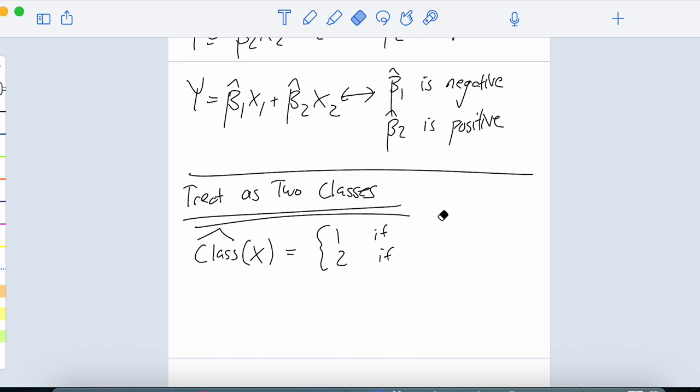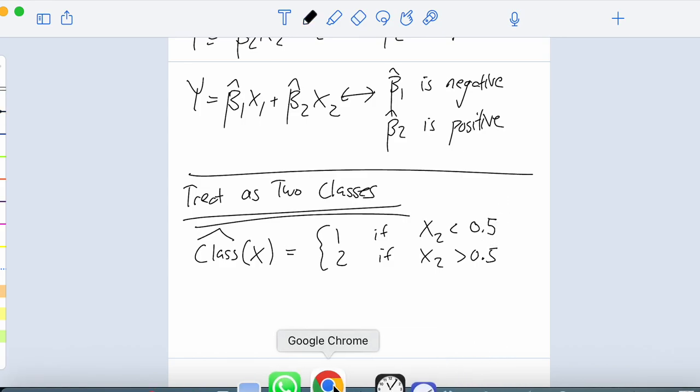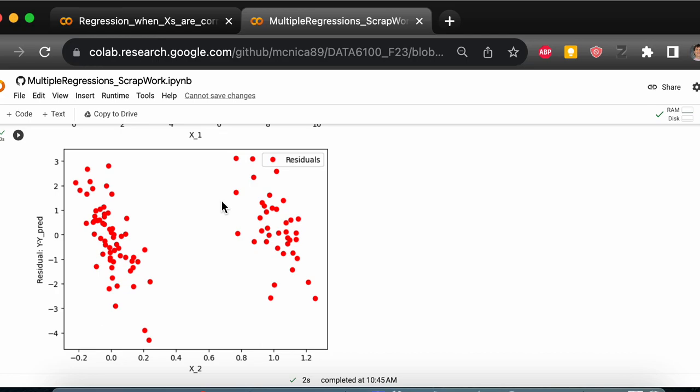And we will say you're blob 1 if x2 is less than 0.5, and you're blob 2 if x2 is bigger than 0.5. I meant to write 0.5. So what we are doing is taking this thing and dividing it into two. We're saying, just treat the points on the right and the points on the left as two separate classes.